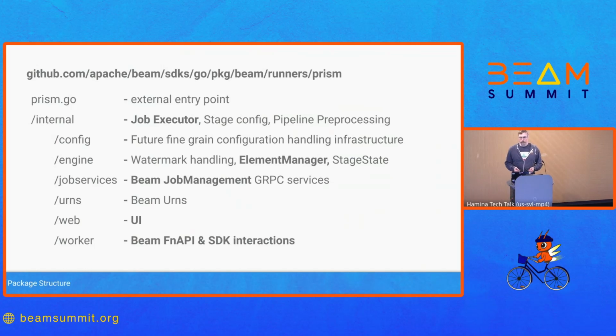Job services, which is where Prism's front end for job management lives, so that hosts the actual gRPC server code and how that all integrates. Earns, honestly, is mostly because I liked having a small package name, earns, before any of the earns. Otherwise, this could have lived anywhere. The web for showing off that UI I demonstrated earlier, and worker, where the actual Fn API coordination happens, which actually communicates back and forth with the SDKs.